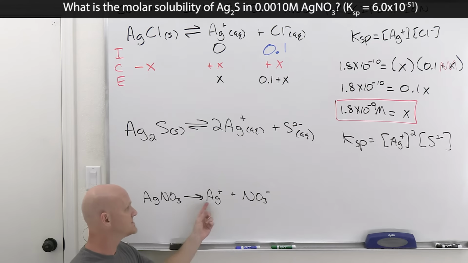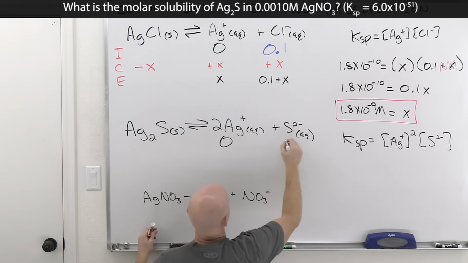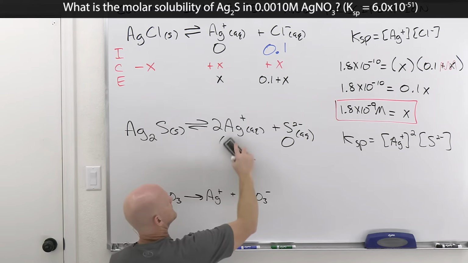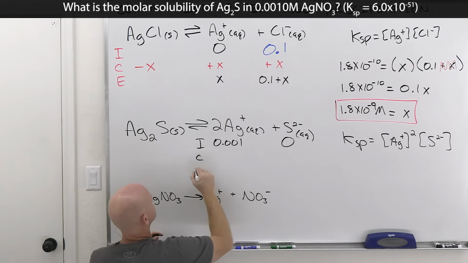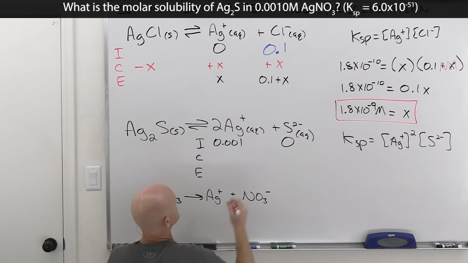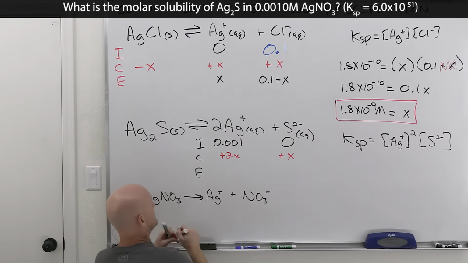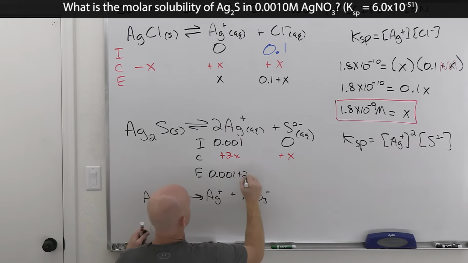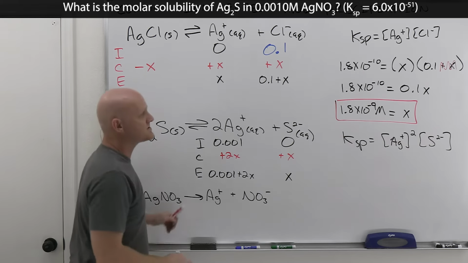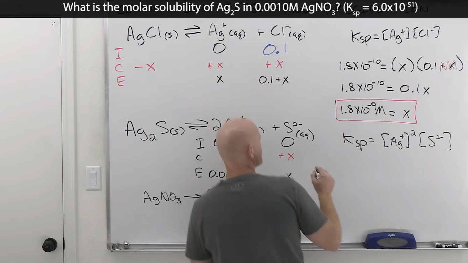Still 1-to-1, so 0.001. And so we go to fill out this ICE chart here, and instead of 0 and 0 like we had in pure water, here we're going to have 0.001 molar. And we're going to have plus 2x and plus x. And 0.001 plus 2x is simply 0.001 plus 2x, and 0 plus x is x. And that's what we're ultimately going to substitute back in here. The Qsp value is given once again as 6.0 times 10 to the negative 51.